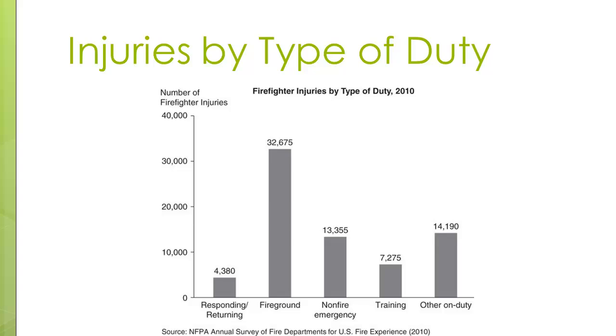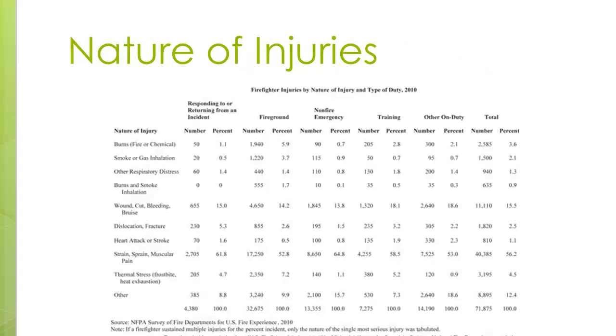Those three I just talked about, those numbers are way too high, and those numbers are preventable, whereas the Fireground and other on-duty injuries may not be as much. And you can see here the nature of injuries by returning and responding to station, Fireground, non-fire, training, and other on-duty. So this is where the injuries occur.